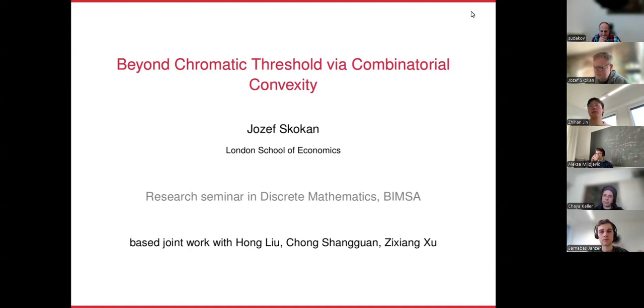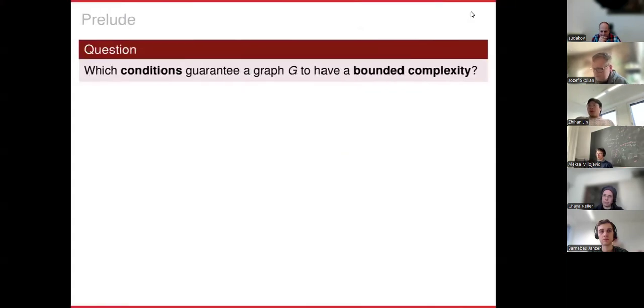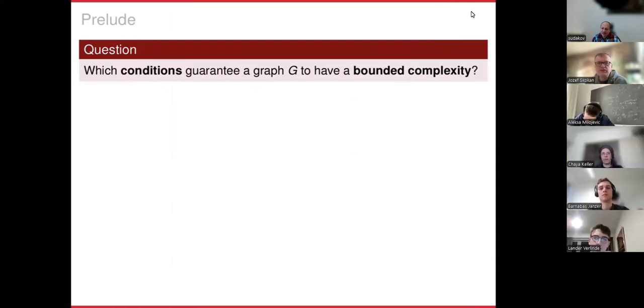So let me start with a small prelude and let me pose a question. Which conditions guarantee a graph G to have a bounded complexity? Now, there are two bold-faced words over here. What do I mean by bounded complexity? And of course, what conditions do I want to impose?